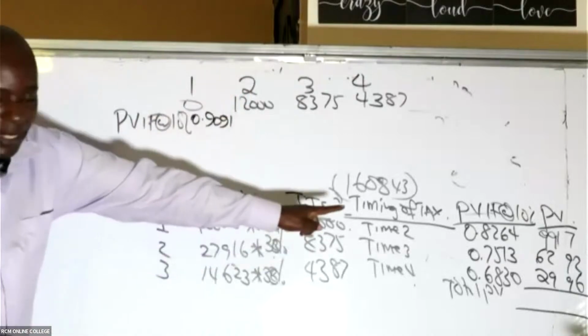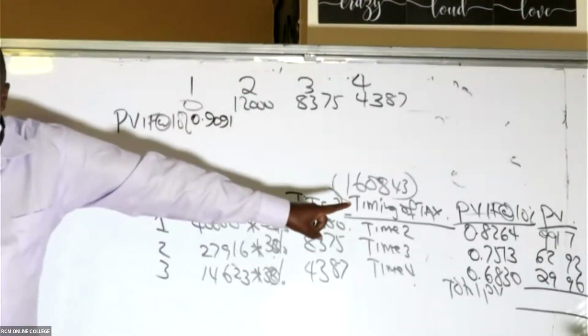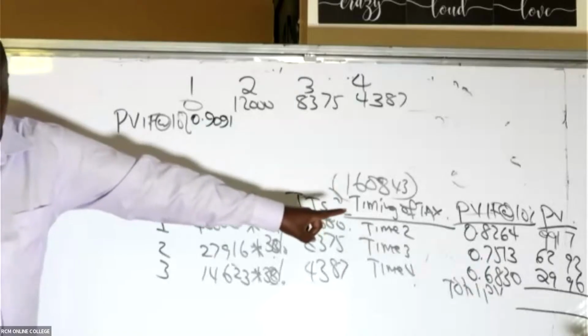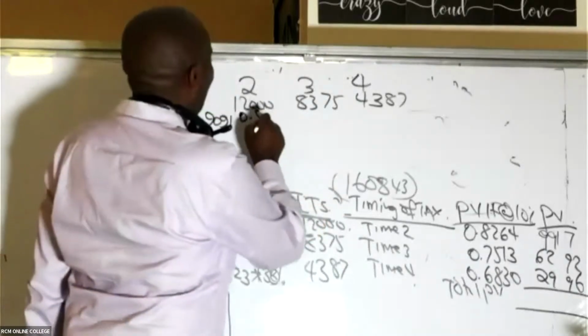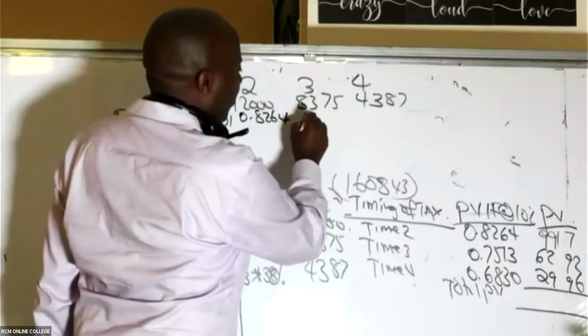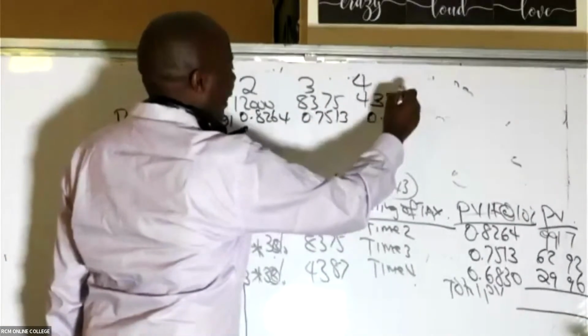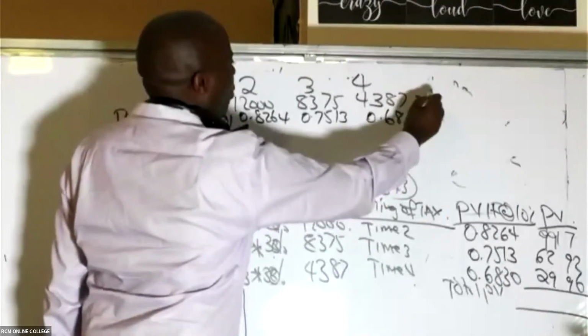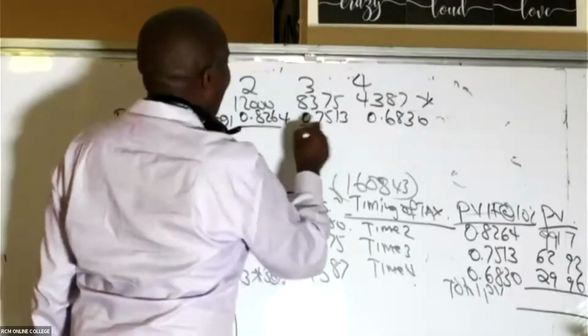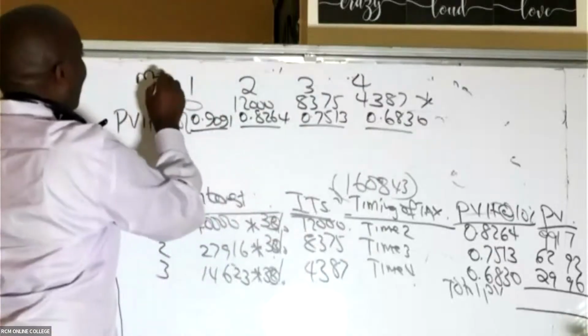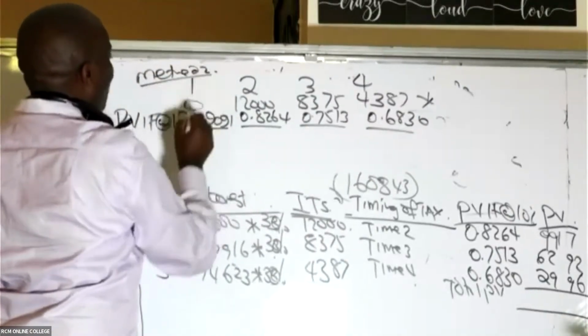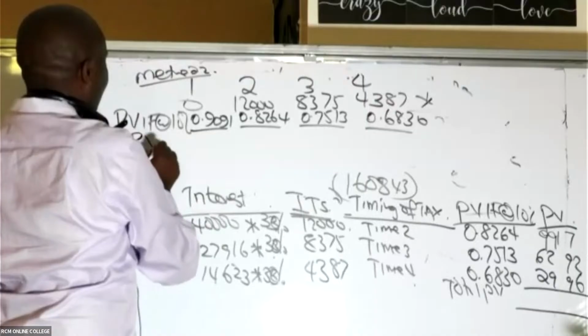I have them already. 0.8264. Then we have here 0.7513. Then we have here 0.6830. So please go ahead and multiply. So this is method 2. Go ahead and multiply to get, in this case here, the present values.